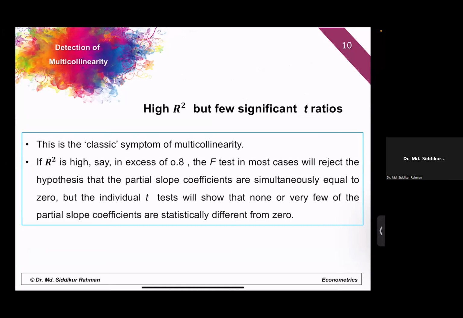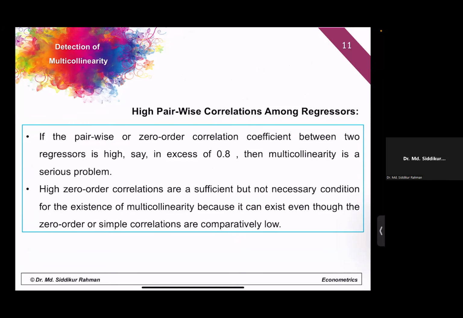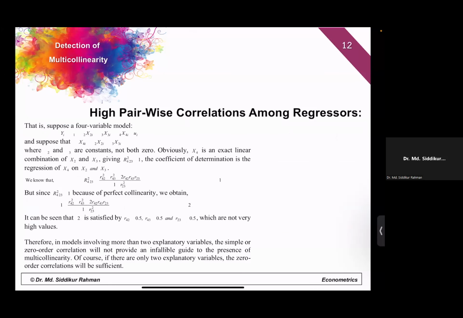This is the first detection method you can use if you suspect a multicollinearity problem in your data sets. You can also look at the high pairwise correlation among the regressors. There is some mathematics behind this, but these are nothing but mathematical notations. I don't think they are very complex; it's a very simple formulation.